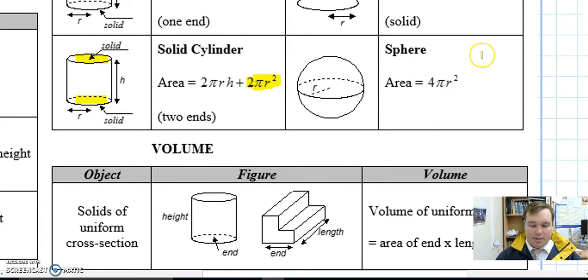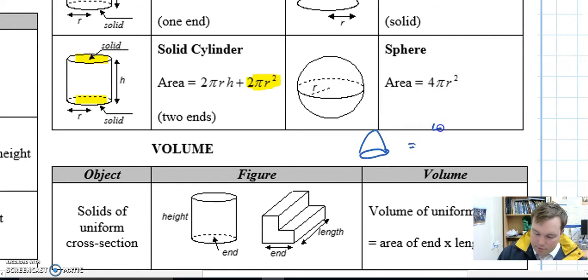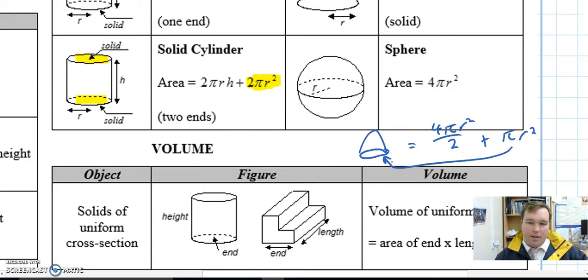Sphere is 4 pi r squared. Note that if we have half a sphere, so a semisphere, alright, it is 4 pi r squared on 2, that's a semisphere, plus pi r squared, because that pi r squared gives us the base that we've been cut through. So if you take a solid sphere, cut it in half, that's what you get.